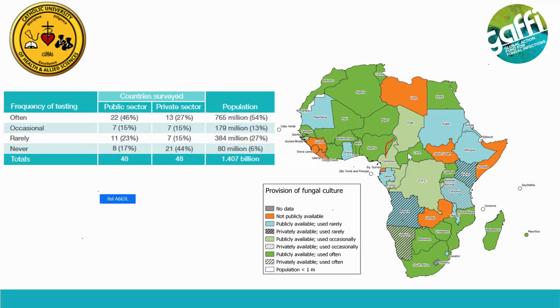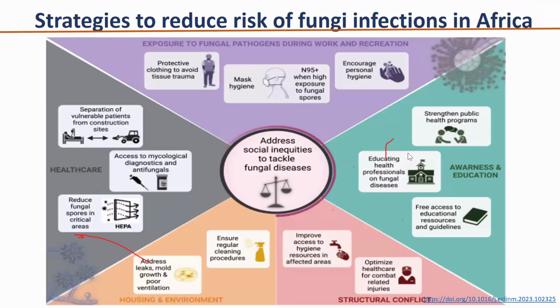So the question is, how should we strategize? We are still living in Africa. We are not going to leave Africa tomorrow and go live in Europe. No, we are going to stay in Africa and we love Africa. We want to be a part of Africa as well. So how should we strategize?